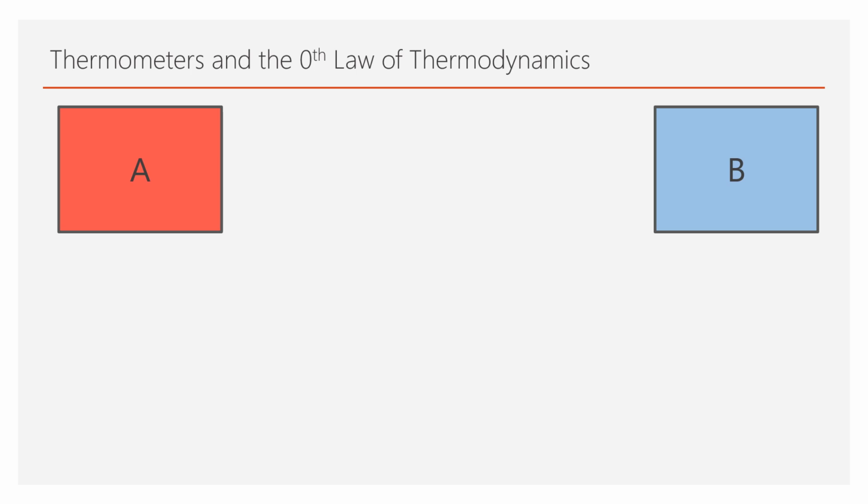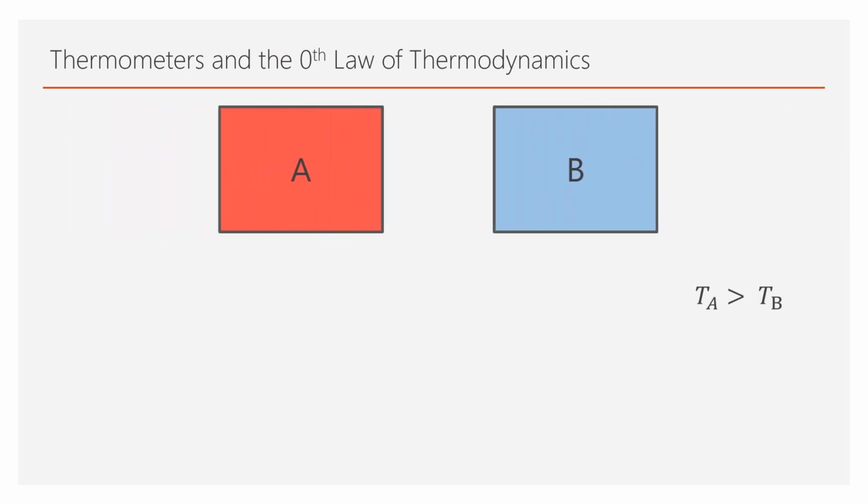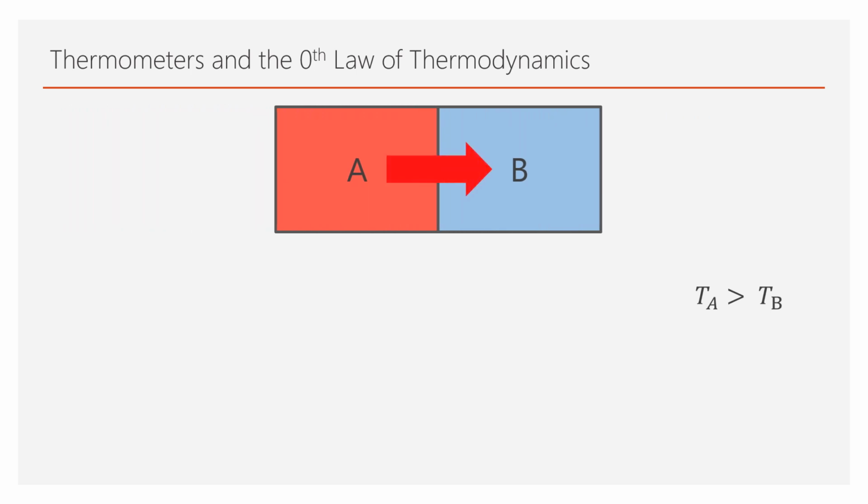Imagine we have two systems, A and B, such that the temperature of A is greater than the temperature of B. If we bring these two systems into thermal contact, heat will flow from the hot system into the cold system until the two systems have the same temperature. This is called thermal equilibrium.